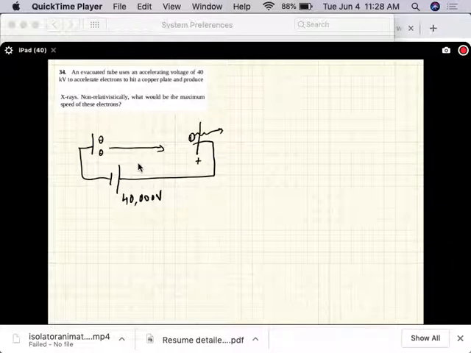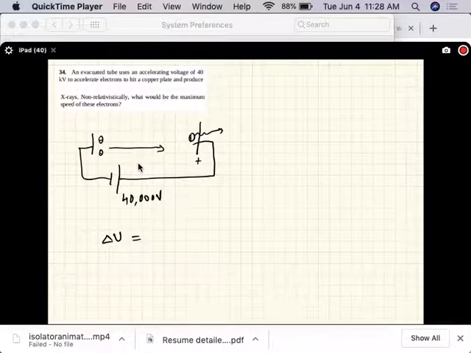All right, what would be the maximum speed of these electrons? So you saw that the electrons are accelerating that way. The change in potential energy of the electrons is the charge of the electrons times the potential through which they dropped, and that gets converted to kinetic energy. So the potential energy they lost will get converted to kinetic energy, and I'm just writing magnitudes here.